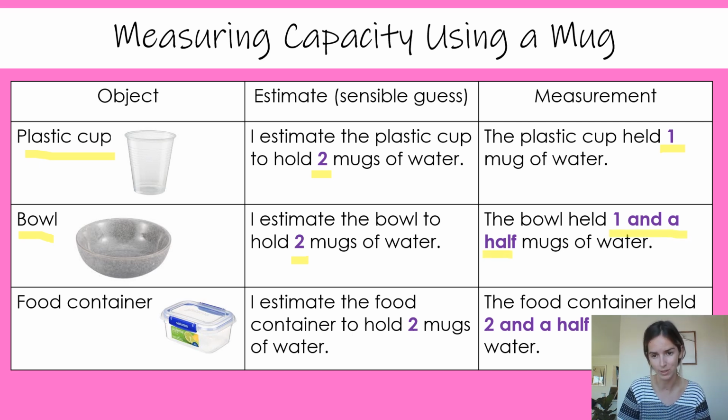1.5 mugs of water. And then my food container, I estimate the food container to hold 2 mugs of water, but the food container ended up holding how much? 2.5 mugs of water. And you can see all of my estimates ended up being 2 mugs of water because I started with the plastic cup and then I did the bowl and then the food container. So I could kind of gauge how much I thought it would hold, and it was always a sensible guess, wasn't it?